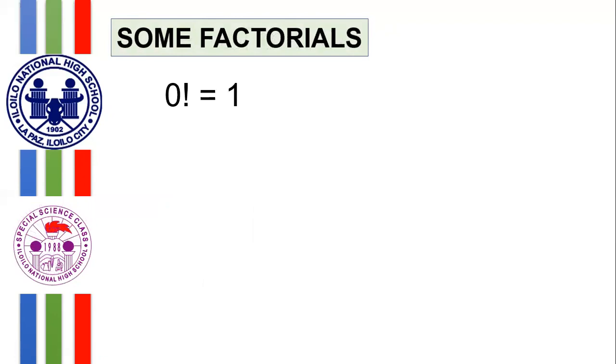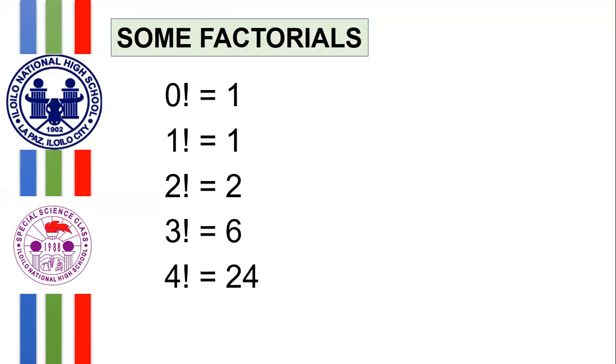Now, here are some factorials. So 0 factorial is 1, 1 factorial is 1, 2 factorial is 2 times 1 or 2, 3 factorial is 3 times 2 times 1 or 6, 4 factorial is 4 times 3 times 2 times 1 or 24. For 5 factorial, the trick is simple. 24 is 4 factorial, times 5 will be 120.